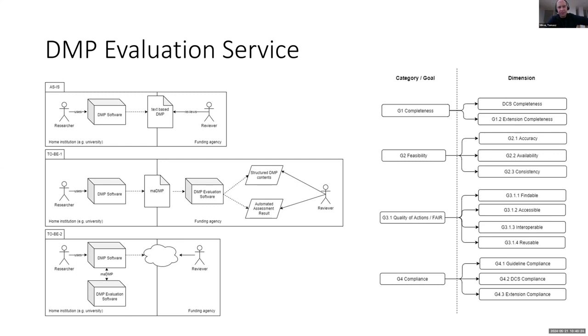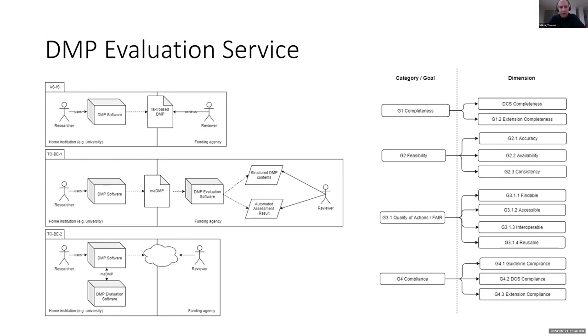So the researcher still uses some DMP software, but produces an MA DMP. And this MA DMP is received by the DMP evaluation software at the site of the funding agency. And some of the information in the MA DMP has to be presented in a systematic way to the reviewer. So we still need a human to read parts of the DMP, the parts where we have explanations, but they are clearly annotated what this explanation is for. So is it an explanation for ethics, explanation for long-term preservation, or for choosing some standard or whatever?